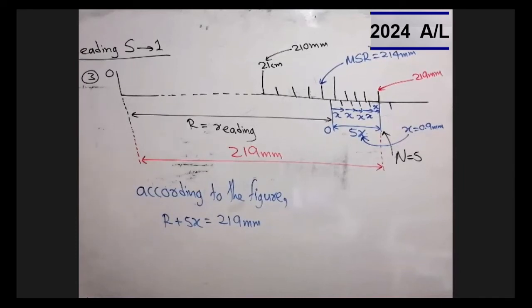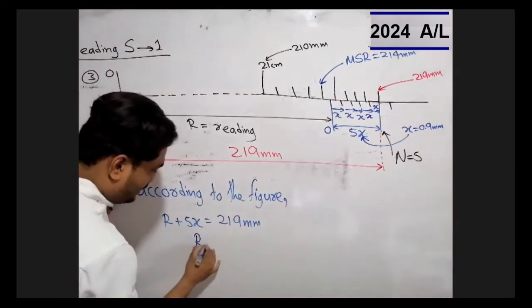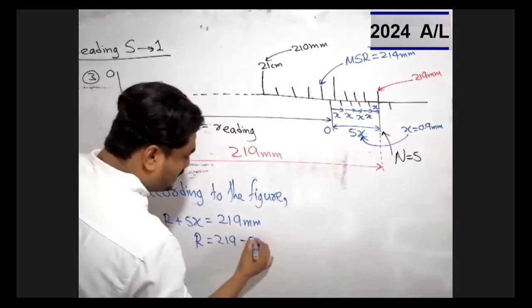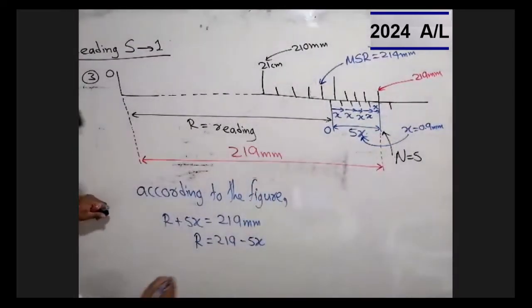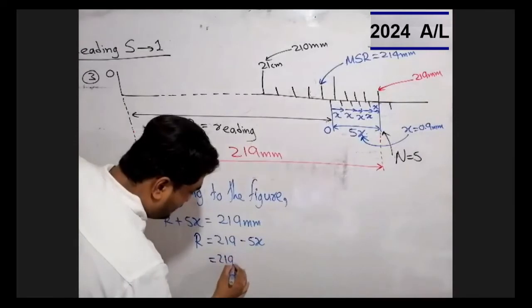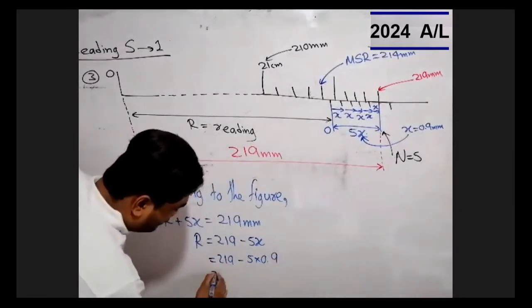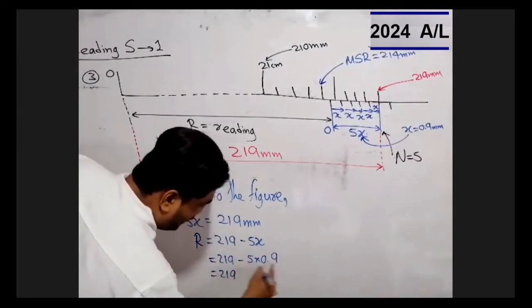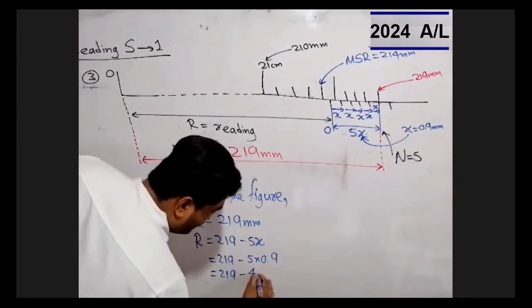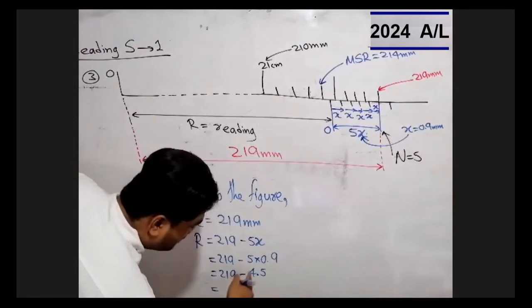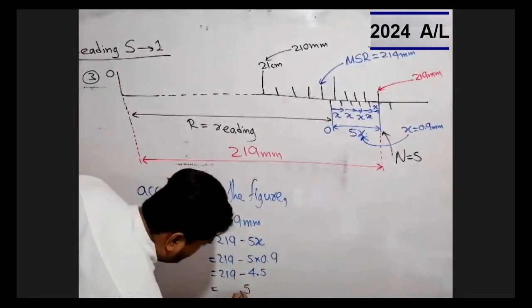Right, look at the board here. R equals 219 plus 5x. Bring it to this side as minus 5x. So 219 minus 5x, where x is 0.9 millimeter. 5 times 9 is 45, and one decimal point should be removed, so 4.5. If you subtract, you have to take 1 to the side. 10 minus 5 is 5. This is 8, 8 minus 1 is 7, 4 is 4.